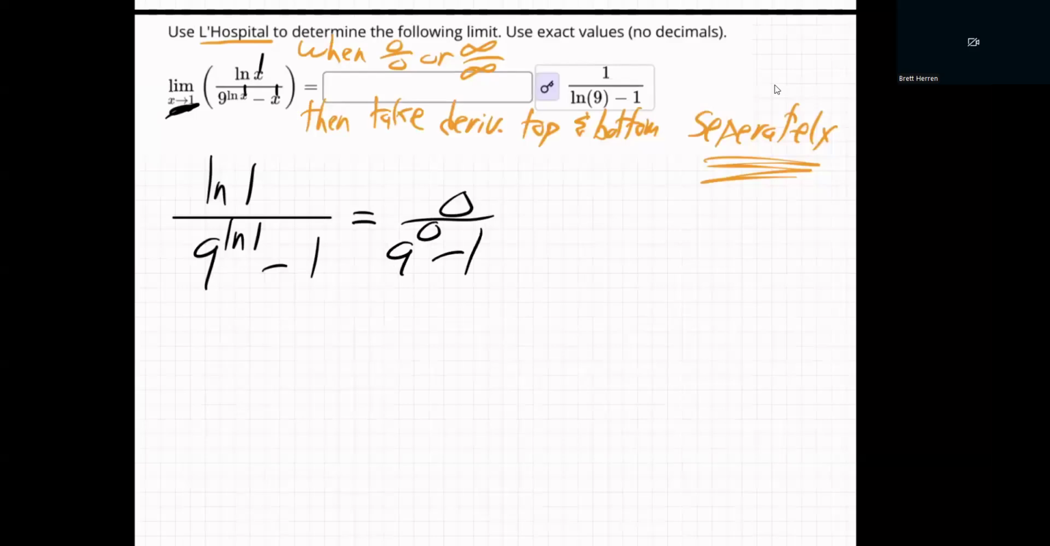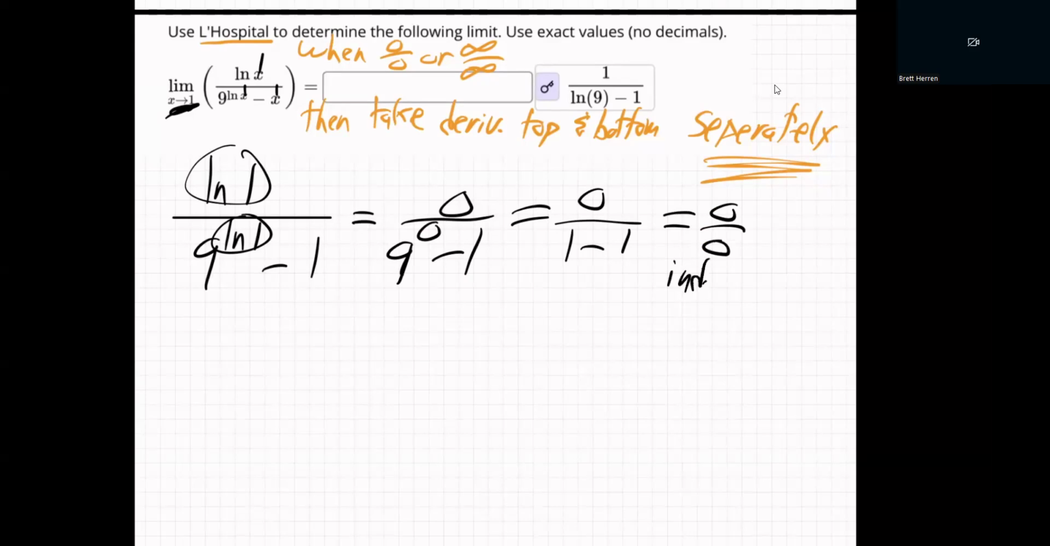And this is 9 to the 0 minus 1, right? Because the natural log of 1 is 0 again. So that's 0 over 1 minus 1. That's 0 over 0. Now, what is 0 over 0? It turns out it's indeterminate. You might think, no, it's 1 or it's 0 or something. No, it's just unclear. It's what we call indeterminate, meaning we can't determine it.